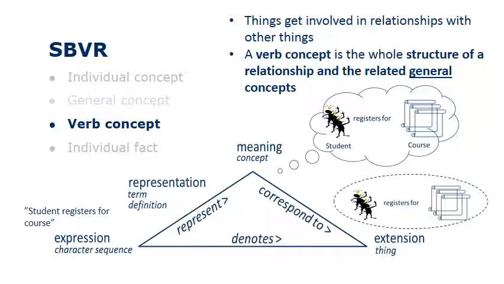We had a group of people that registered for a group of courses. So we have a class called student registered for course. And this whole structure, with the two general concepts and the relationship expressed as a verb phrase, is called a verb concept. So the verb is not just the verb, it's also the two general concepts, the two nouns connected via this verb.